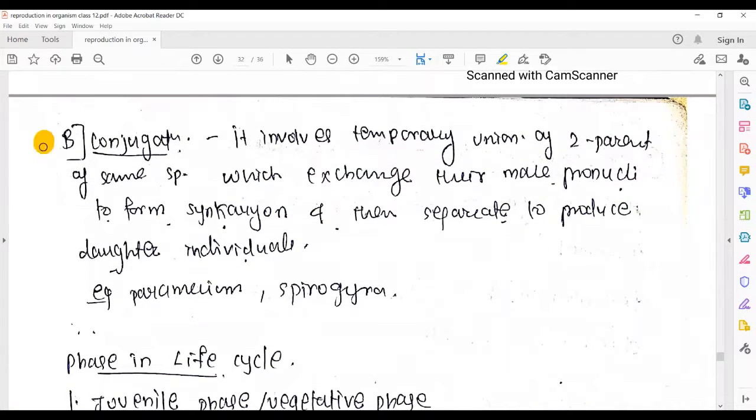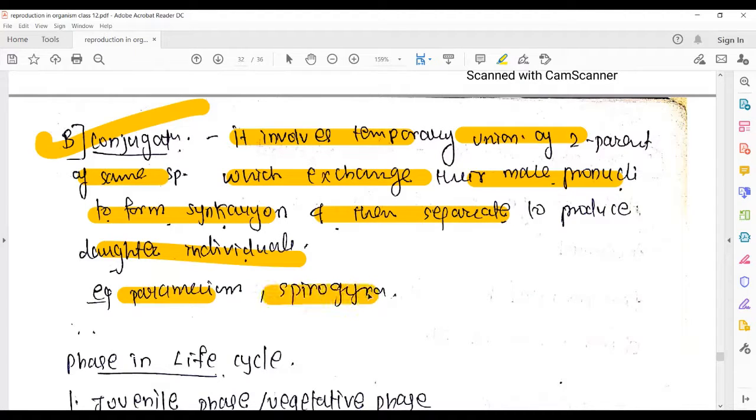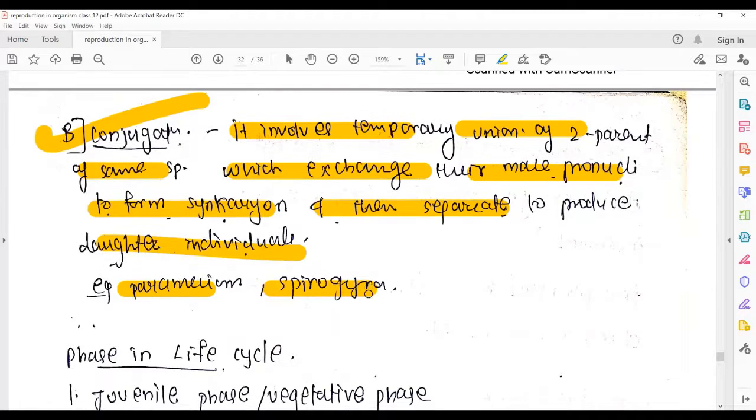Next, conjugation. What is conjugation? A bridge formation. We had already talked about conjugation in the biological classification chapter. It involves the temporary union of two parents of the same species, which exchange their male pronuclei to form the synkaryon, and then separate to produce daughter individuals. The examples given to you are Paramecium and Spirogyra.